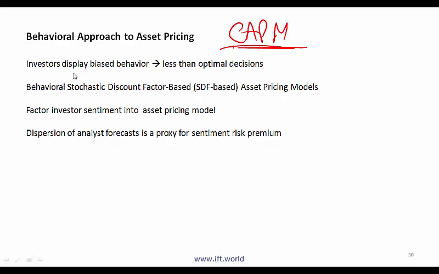Investors display biased behavior, which results in less than optimal decisions. This is a high-level remark. And then here is the fancy terminology to learn, and then I'll explain this: behavioral stochastic discount factor based asset pricing models. What does this mean? You can probably relate to this: do you think asset prices, by assets I mean stocks, reflect investor sentiment?